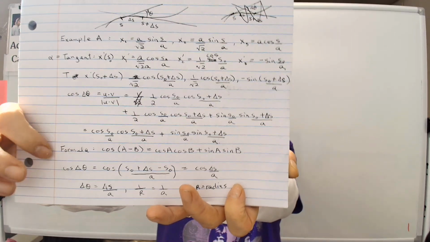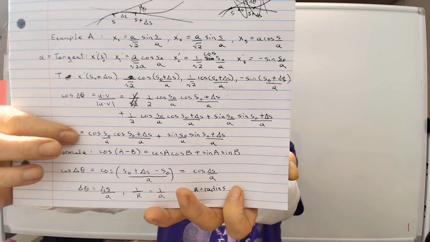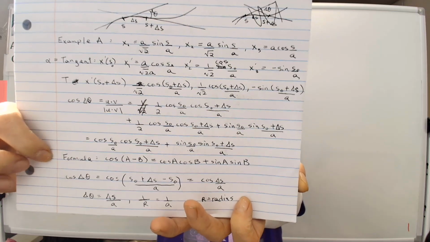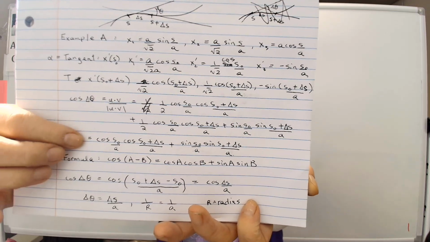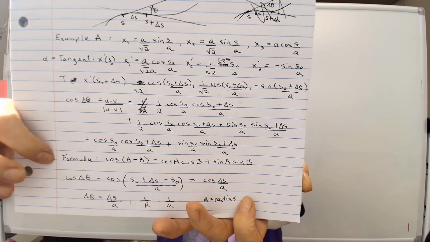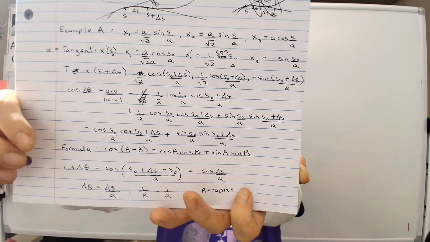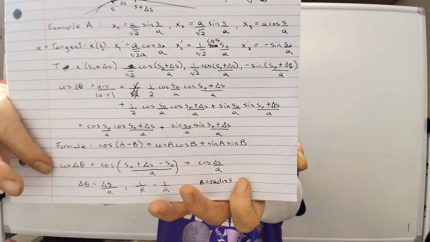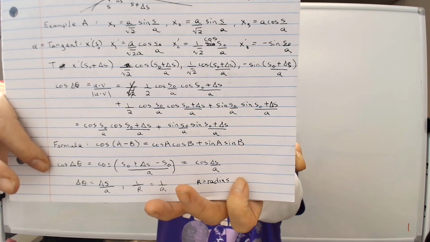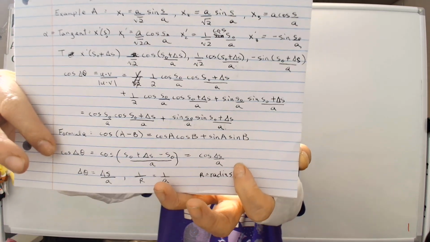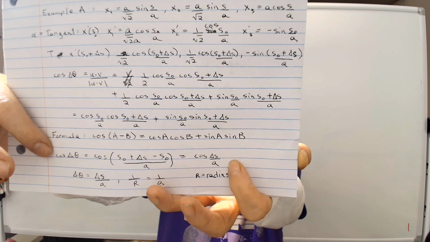But it can be done, and then you will come up with this formula, which looks familiar because it is the cosine difference formula, please Google this formula, which looks like that. So you apply the formula, and you get cosine delta theta to be something very clean and neat. Cosine delta theta happens to be delta S over A.